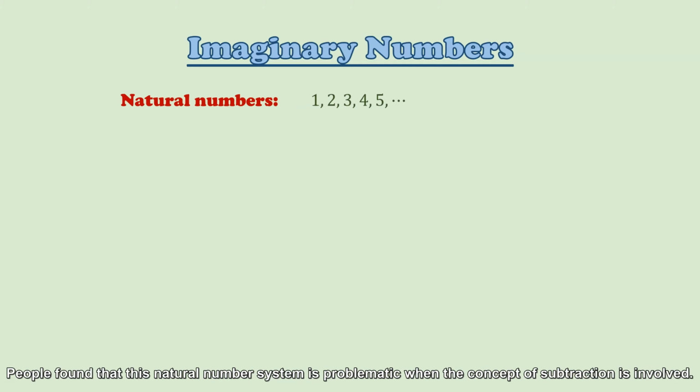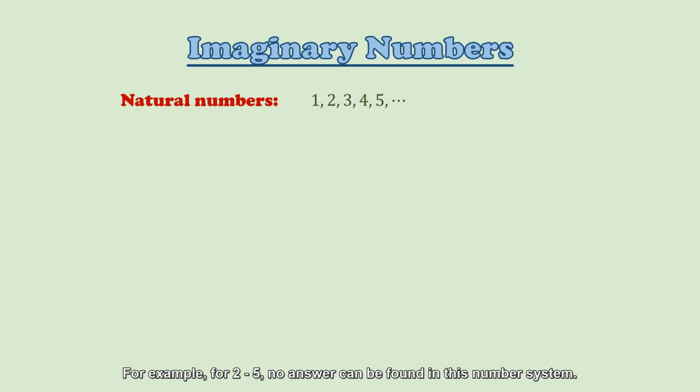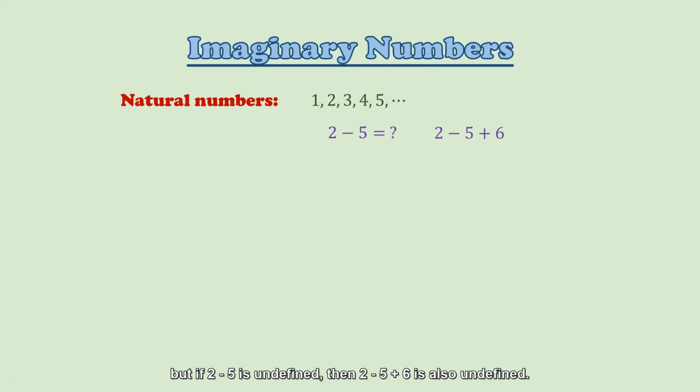People found that this natural number system is problematic when the concept of subtraction is involved. For example, for 2 minus 5, no answer can be found in this number system. Of course, we can try to say that 2 minus 5 is meaningless or undefined. But if 2 minus 5 is undefined, then 2 minus 5 plus 6 is also undefined. However, 6 minus 5 plus 2 is well defined, and it is equal to 3.